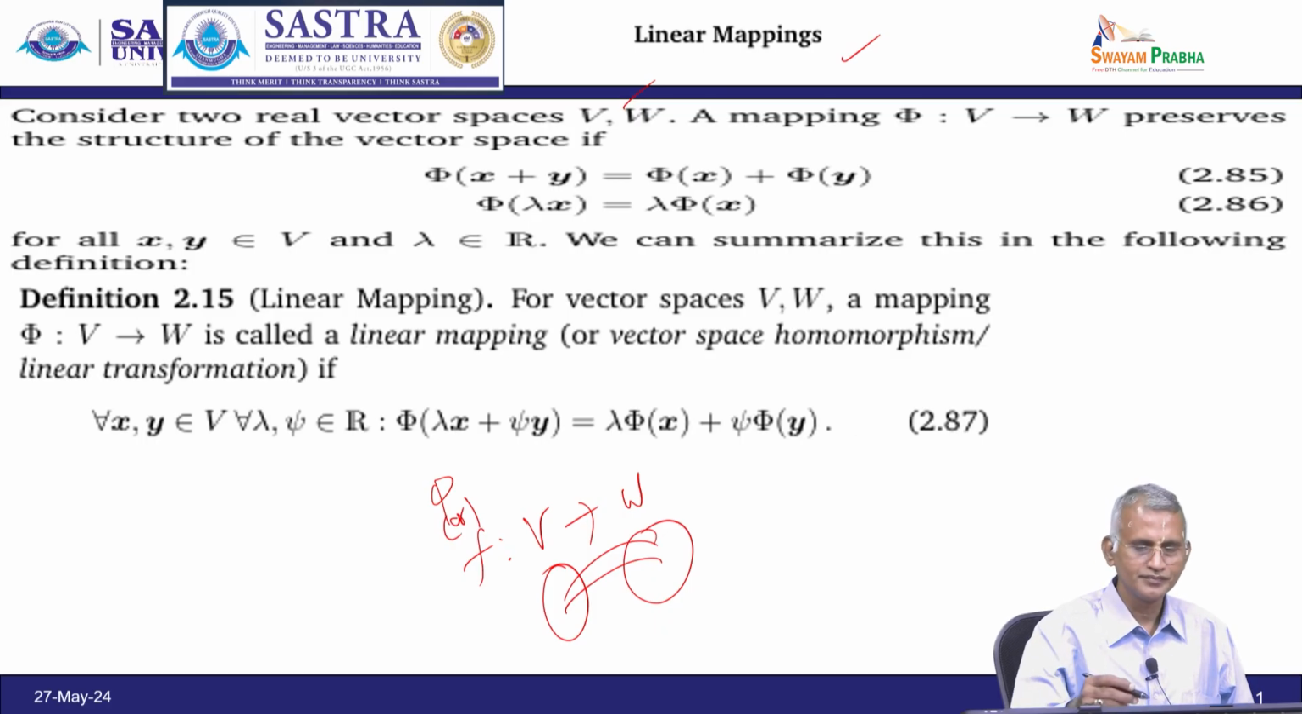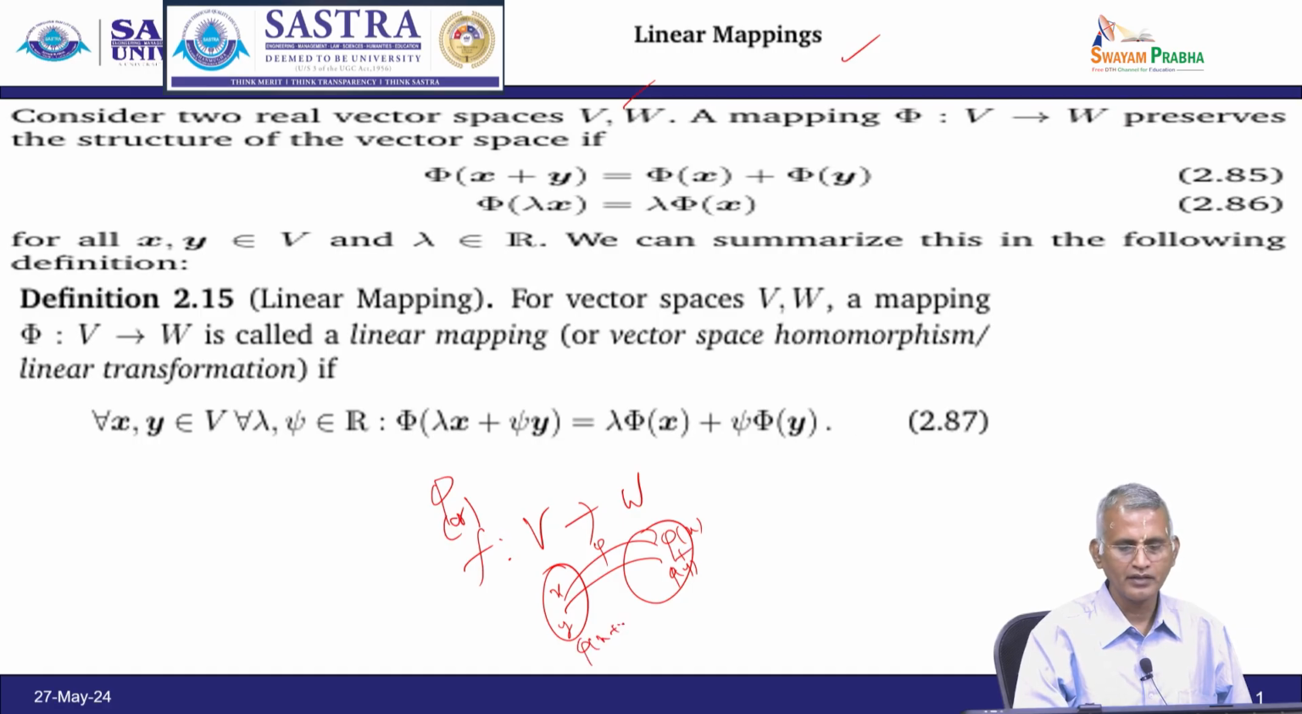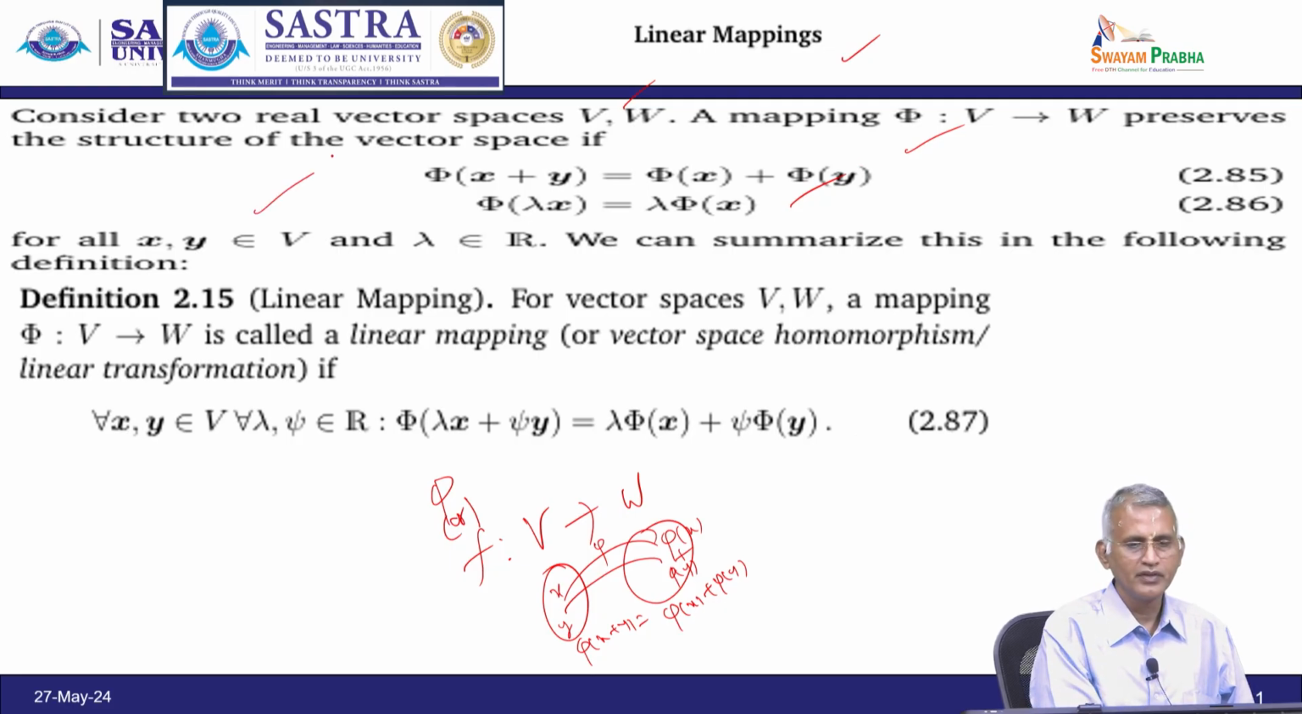So, the rule is you take elements x, y under phi, then it will go to phi of x and phi of y, and then check if we add, phi of x plus y equals phi of x plus phi of y. And you take a vector and multiply with the scalar, then scalar into phi of x. So, for all x, y in V and lambda in R, we can summarize this in the following definition, call it a linear mapping.